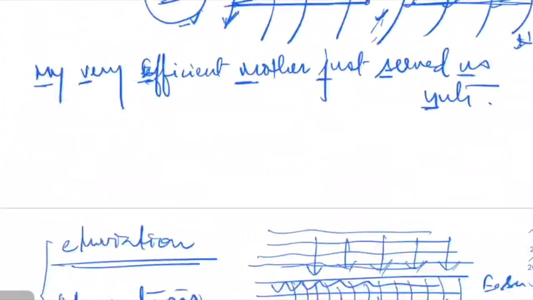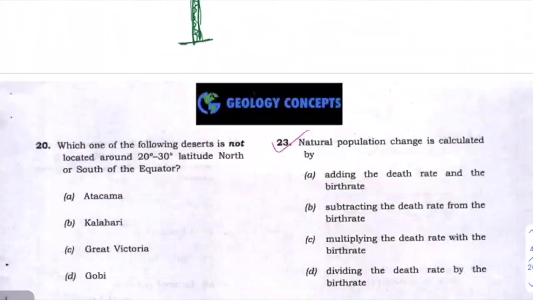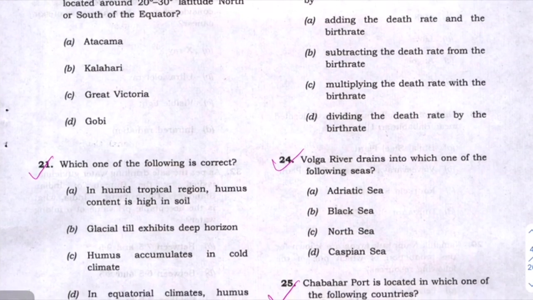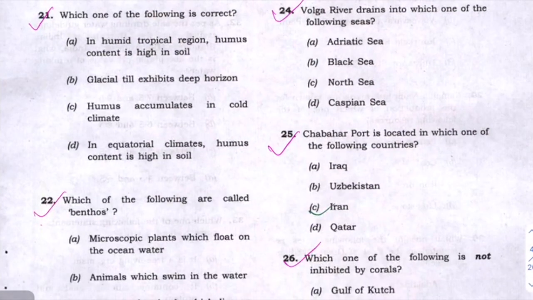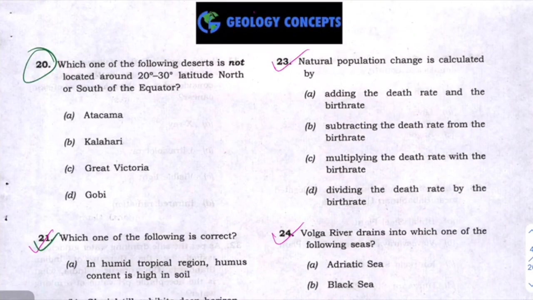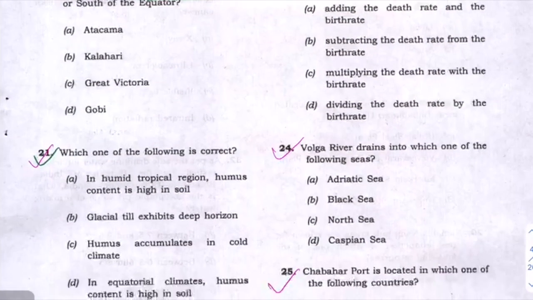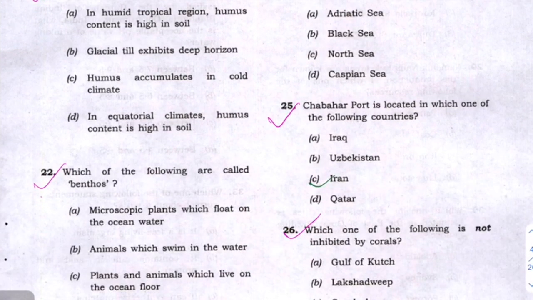So next is 16th, sorry, it was 19th. The next is 20th. Which one of the following deserts is not located around 20 degrees? Okay, we'll see this later. Which one of the following is correct? Fine, this question is also good. I'm leaving this question because you just have to go to the map and you will find it out. I'll go to the next question, which is 21.